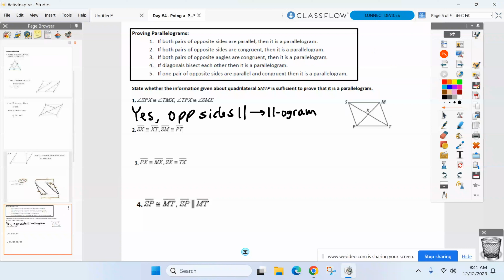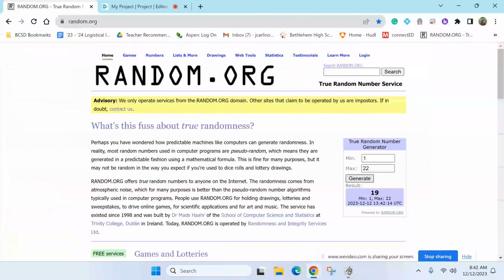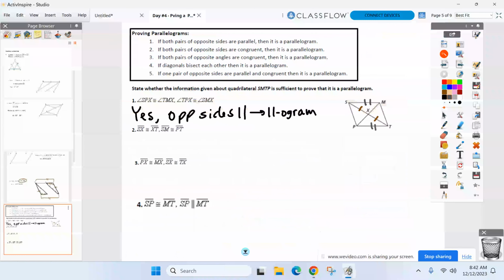Will the next one show a parallelogram? SX congruent to XT. And then I also have SM congruent to PT. Is that good enough to say it's a parallelogram? Yes or no? Let's keep going here. Cormac, good enough? No. That is not good enough. Nope. I either need the other diagonal to get bisected or the other pair of opposite sides to be congruent. Not enough. Everyone agrees? We're good? Not enough. All right, let's keep grinding.